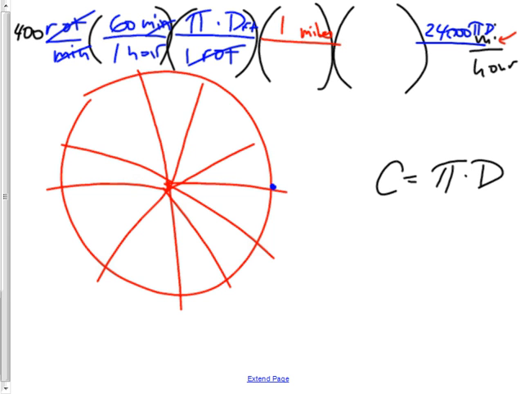1 mile is 5280 feet, and now feet will cancel feet, and now it's in miles per hour. Sweet. And on the bottom I have 1 times 1 times 5280. 5280 goes here, and there's my answer.